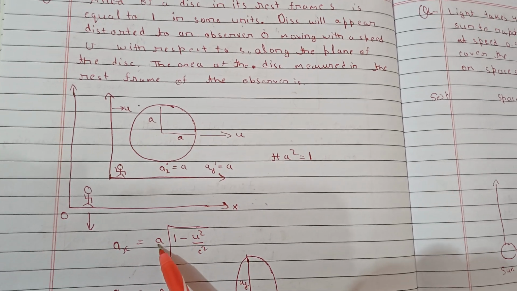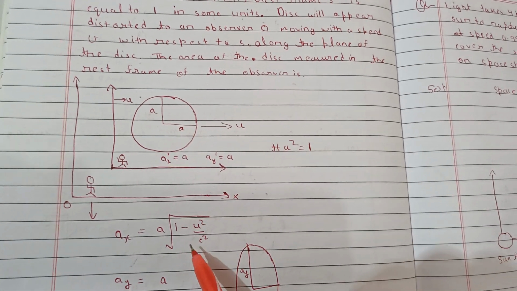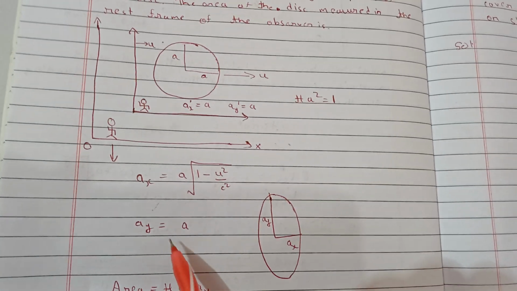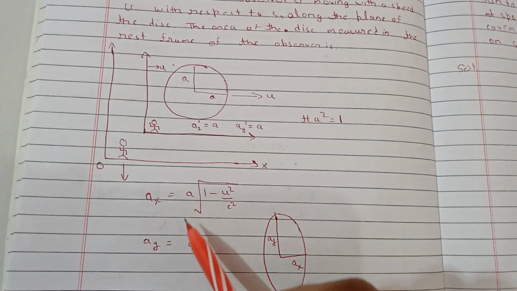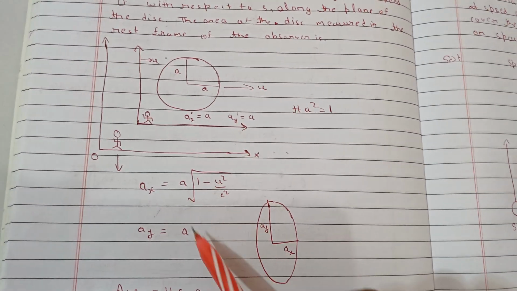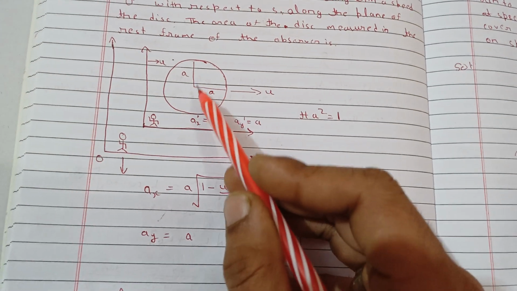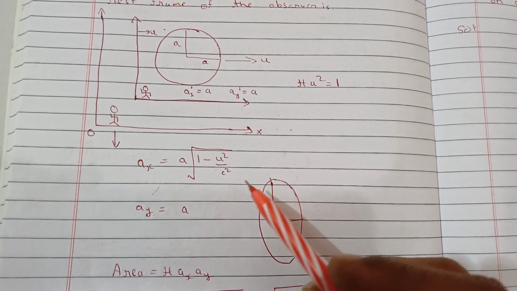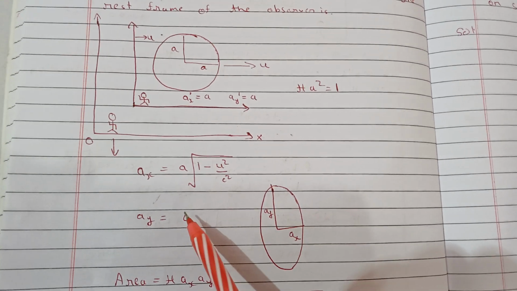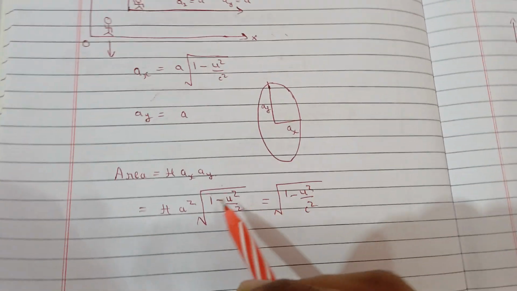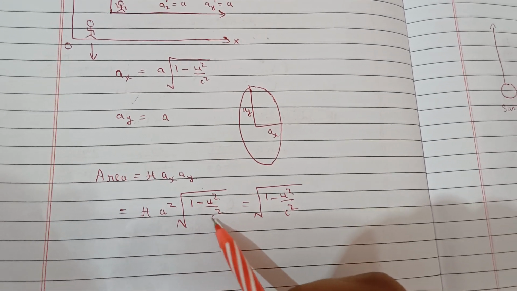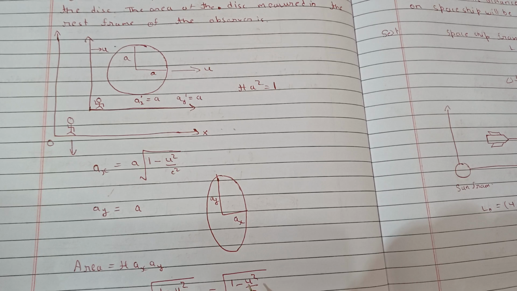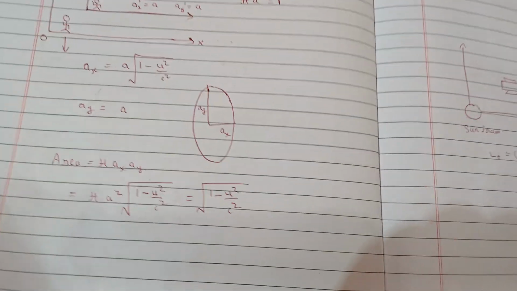ax will be a times root of 1 minus u square by c square, if the real length is a, and ay will remain the same, ay equal to a, and then it will form an ellipse. This length will be less and this is larger, so it will form like that, ax and ay. Then the area of an ellipse is pi ab, so pi ax ay, that will give us pi a square root of 1 minus u square by c square. This is 1, so the area will be this. Okay, so I hope it is easy.